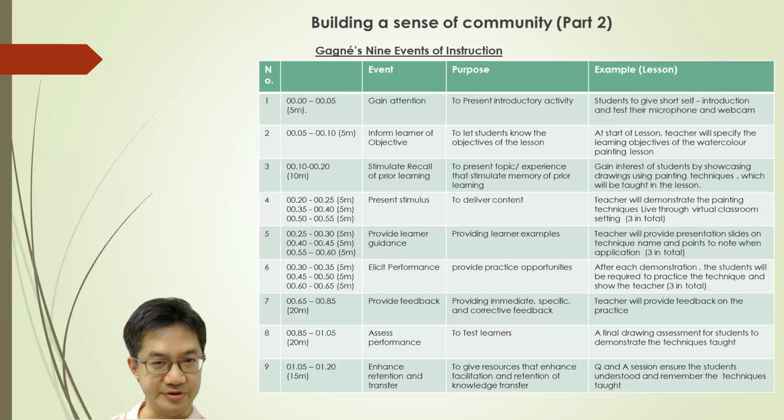After that, we will proceed to event number 7, which is to provide feedback. The purpose is providing immediate, specific, and corrective feedback. This will take up a total of 20 minutes. In this lesson, the teacher will provide feedback on the practice after the students have completed them. The 8th event will be assess performance. The purpose is to test the learners. This will take up another 20 minutes.